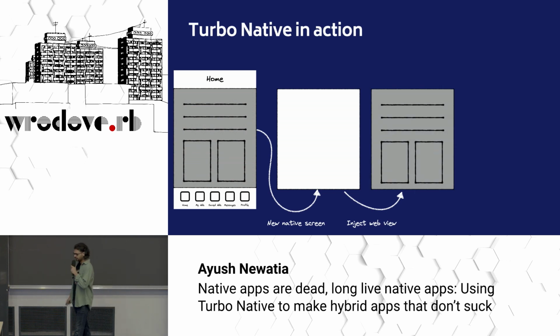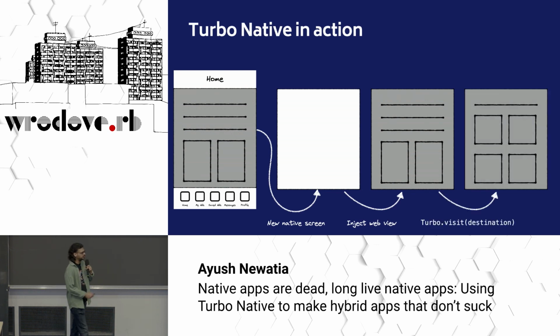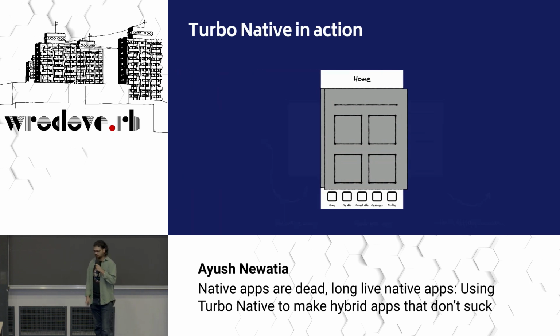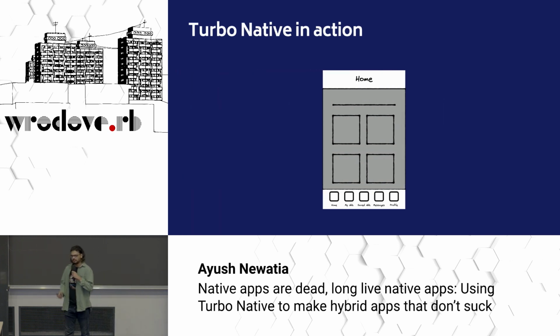In that native screen, you inject the web view. And then finally, you use Turbo to navigate the web view to the destination, and then just present that to the user. So the user just sees one seamless transition to the new screen. They don't even notice all the magic going on in the background. And also, you reuse the same instance of the web view across the entire app, and it's just navigated using Turbo. So you still get all the performance benefits that Turbo gives you.